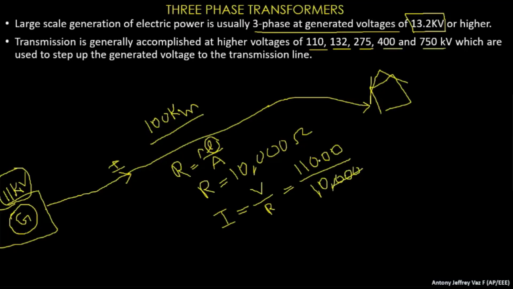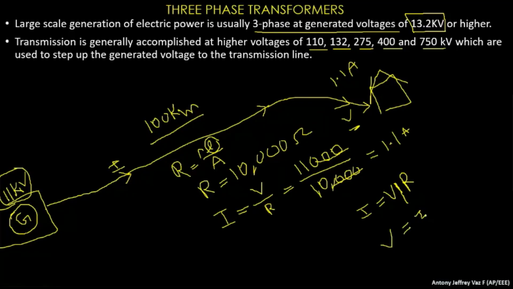So what happens is you will be getting only 1.1 amperes of current flowing in the transmission line. So the output here will be only 1.1 amperes of current, and if you measure the secondary side voltage, it will be very low. Since V is equal to IR, if you measure the secondary side voltage over here, the voltage will be very less.